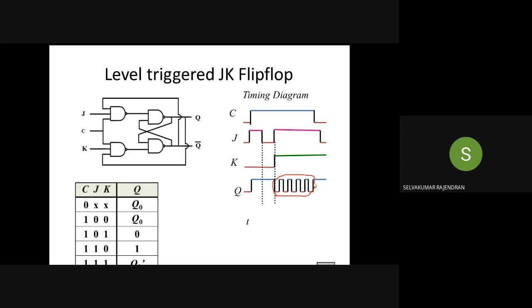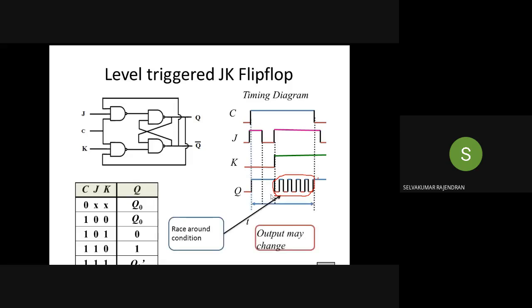It will continue as long as the inputs J and K are 1, 1, or until the clock input is disabled. Once the clock is disabled, it goes to the previous state value. During this time the output is 1. After that, C goes to 0, so Q follows the previous state value 1. So this condition is the race around condition.